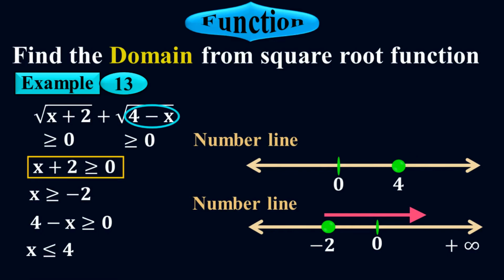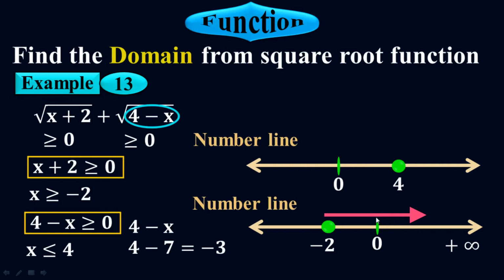But let me do a simple test. If I put any random value in this equation for x which is greater than 4, let's say for instance x equals 7. 7 is greater than 4. What will happen? I got negative 3. There will be a negative 3 inside the square root, which I don't need. I must avoid any negative number inside the square root. So I cannot go above 4. I must go below 4. And the condition has failed here.